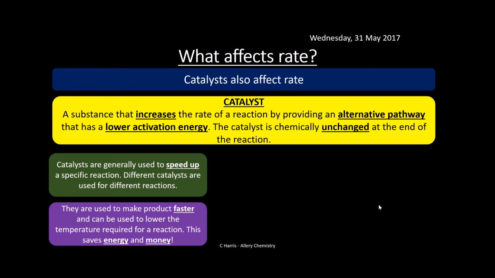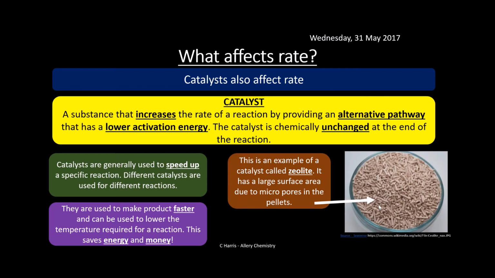Now, this is an example of a catalyst called zeolite, as you can see in this picture here. Large surface area, loads of micropores in this, and that surface area rapidly increases the rate of reaction. So when we're using catalysts, we do try to use them with a large surface area, particularly obviously if it's a solid catalyst, like this one here. Now you'll see in a minute, we've got two types of catalysts called heterogeneous and homogeneous. This would be an example of a heterogeneous catalyst if it's placed in a reaction with liquids or gases.